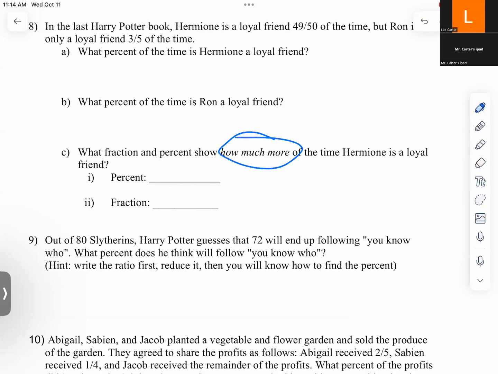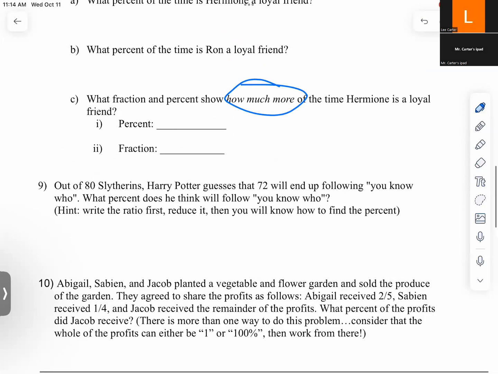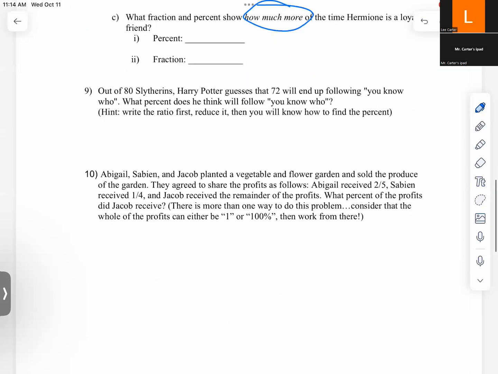Think of how much more: what does that tell you to do? For example, if I say that Mr. Carter has $20 and Chloe has $10, how much more does Mr. Carter have? What would you do to figure that out? That's the same question there, and so you just do it. You can either do the percent first or the fraction first. I'd probably do the percent first because you're going to have the percents for A and B.